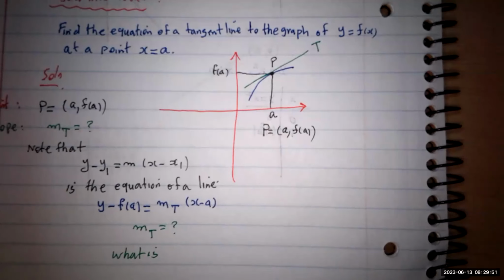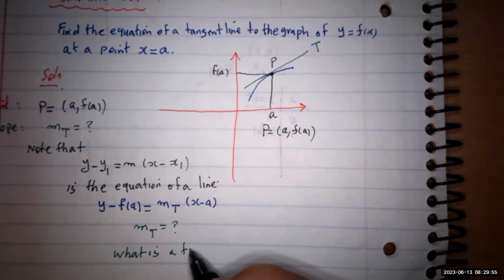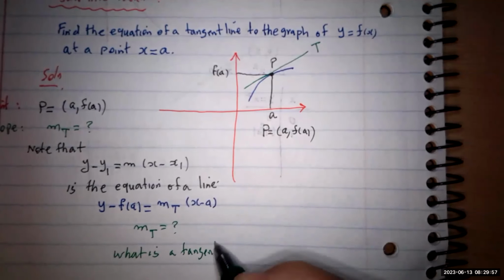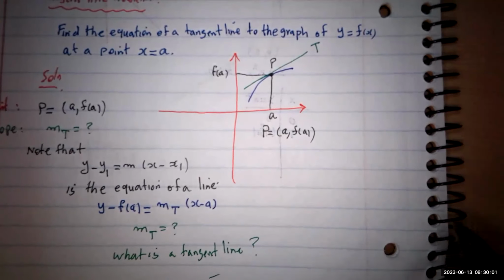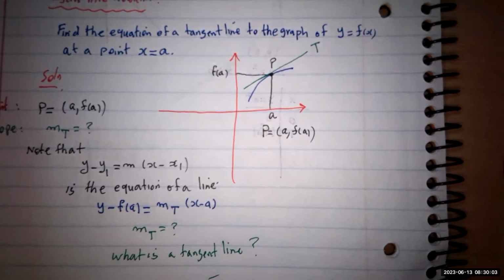You see, historically, the question was, what is the tangent line? You have to find out what is the tangent line, then you'll be able to find the slope of this tangent line. Any idea what is the definition of the tangent line?